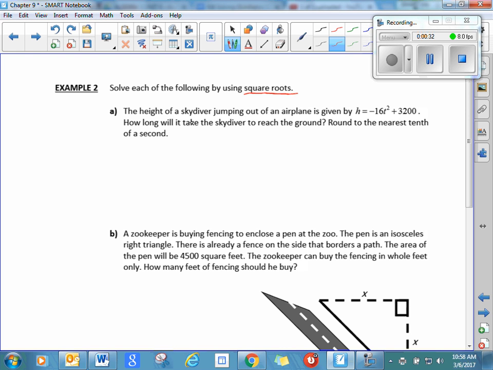And it always fascinates me to think, who comes up with these formulas? I mean, how can they know that these will always work? But apparently they do. So the height of a skydiver jumping out of an airplane is given by this formula, where h is the height that he is off the ground. So that means height off the ground. And time is in seconds.